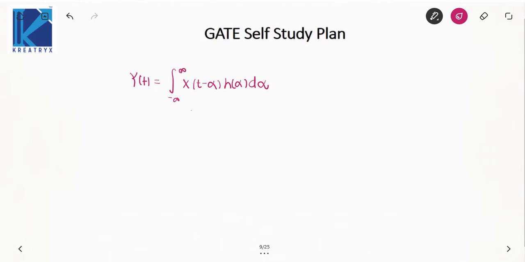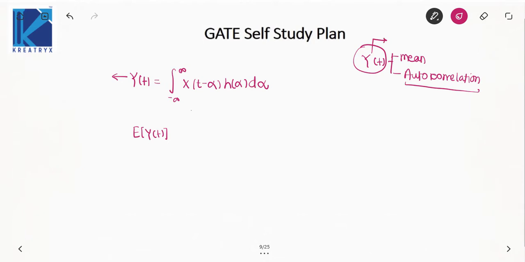Now we are interested in calculating the mean of the random process. We will calculate the mean and autocorrelation of y of t, and if the mean comes as constant and the autocorrelation comes as a function of the difference of time instances, then we'll say that y of t is also a wide sense stationary random process. Till now we are assuming only that y of t is a random process. We further analyze how this random process can also be said to be a wide sense stationary random process.